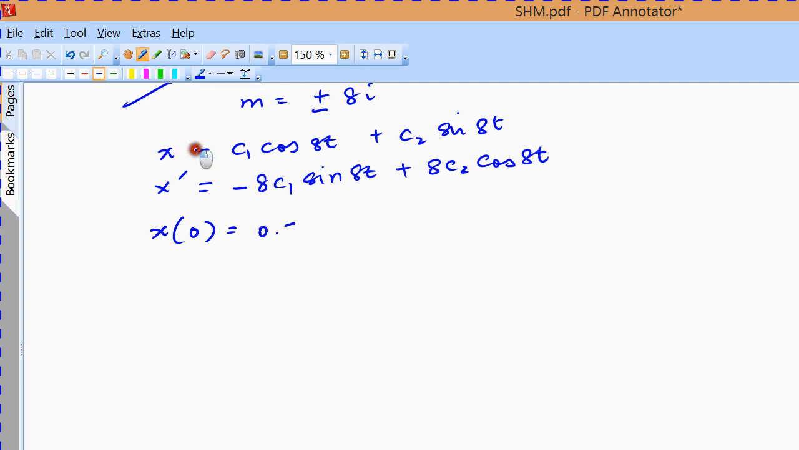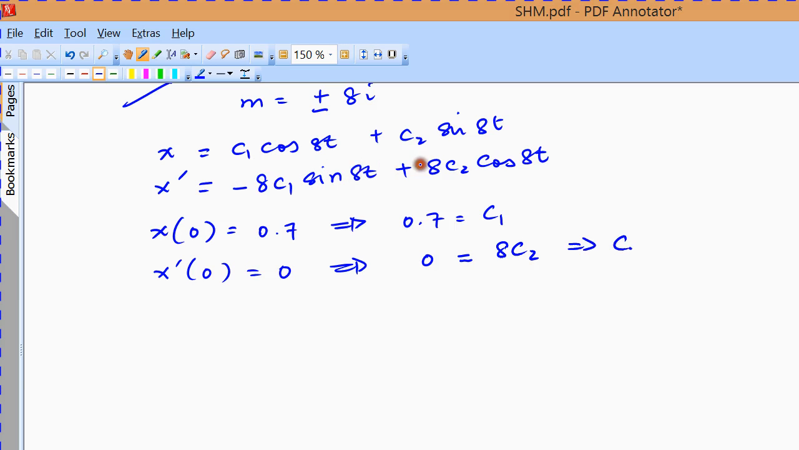x of 0 is 0.7, and so we get 0.7 is equal to c1, since sine of 0 is 0. Next, x prime of 0 is 0, and so we get 0 is equal to 8 c2, and so c2 is equal to 0. And now we get our final answer. x of t is equal to 0.7 cos 8t, and this is the final answer.